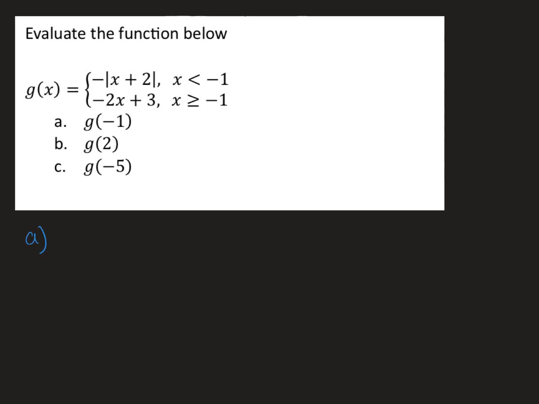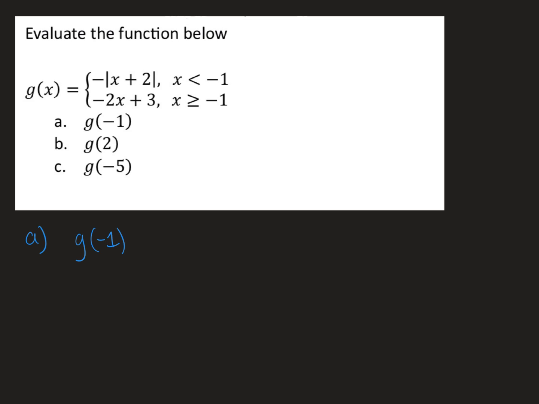So say, for example, part A, we have g of negative 1. You can't just substitute negative 1 in for both of these x's and get two answers. This is a function after all. We can't substitute one x value in and get back two y values. That is exactly what makes a mathematical equation not a function. So which piece do we use?